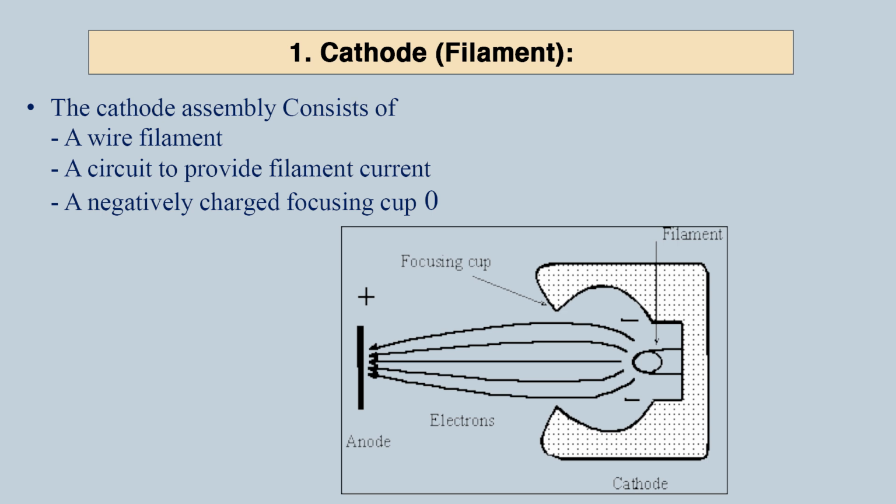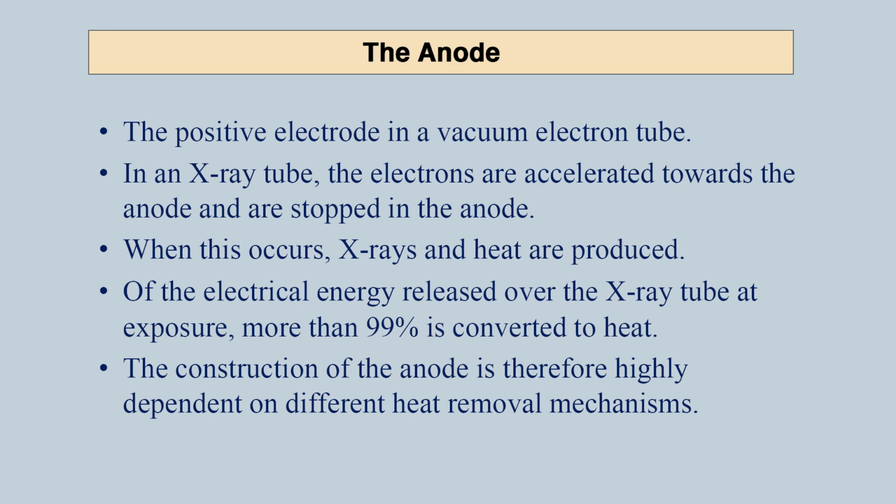A focusing cup, typically made of nickel, surrounds the filament. Its shape directs the emitted electrons into a focused beam, ensuring that they travel toward a specific area of the anode. The effectiveness of the focusing cup is crucial for producing a sharp X-ray beam, which impacts image resolution. Next part is the anode, also known as the target.